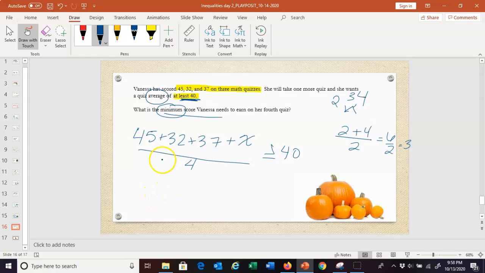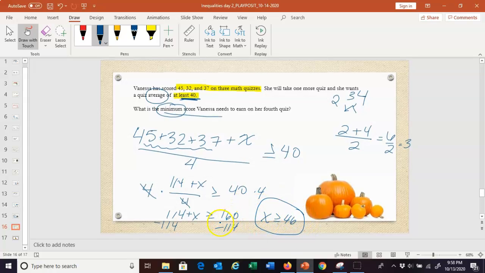So now let's solve this for x. We're going to combine like terms on the top. When you add these 3 guys, you get 114 plus x over 4. We'll multiply both sides by 4. And we're going to end up with this. And then we're going to subtract 114. And x is greater than or equal to 46. Sorry, I all of a sudden started writing at a slant there. I don't know what happened.